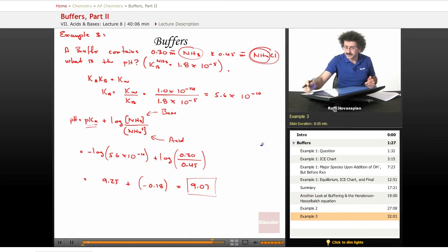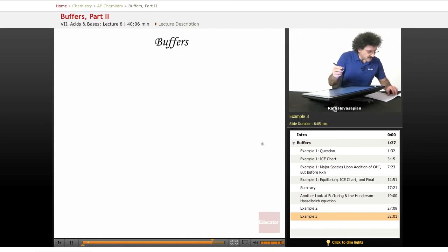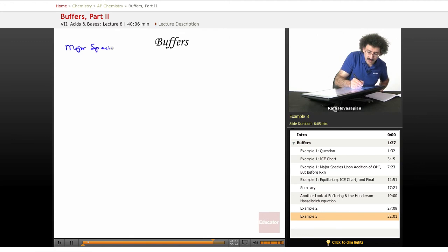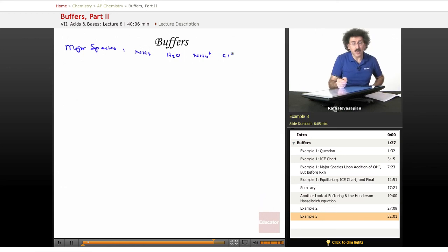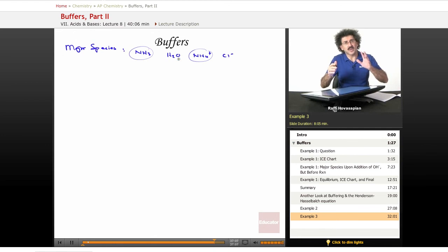We could have done the following. We could have said, okay, what are our major species? Well, our major species are ammonia, water, ammonium, and chloride. Well, what's going to dominate the equilibrium? What's going to dominate the equilibrium is that. Because again, the Kb for H2O is 1.0 times 10 to the negative 14, and this is 1.8 times 10 to the negative 5. It's so much bigger than that, so these are going to dominate.